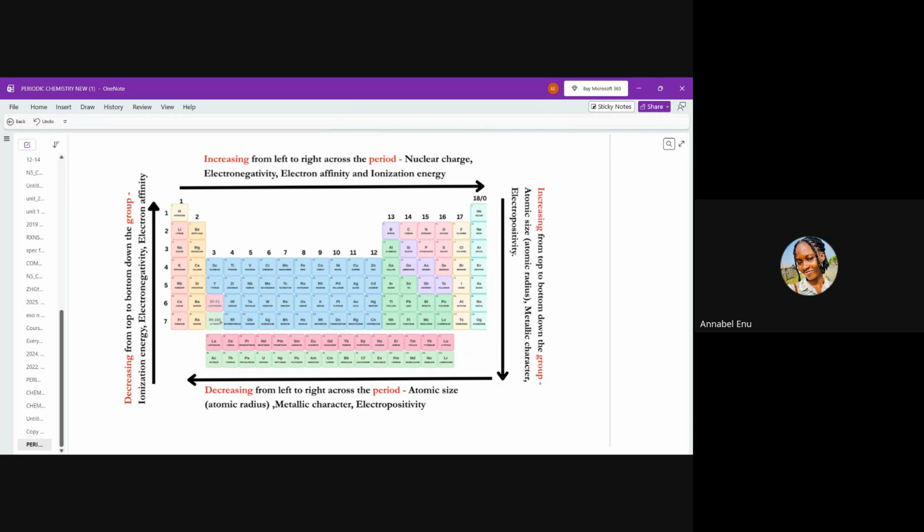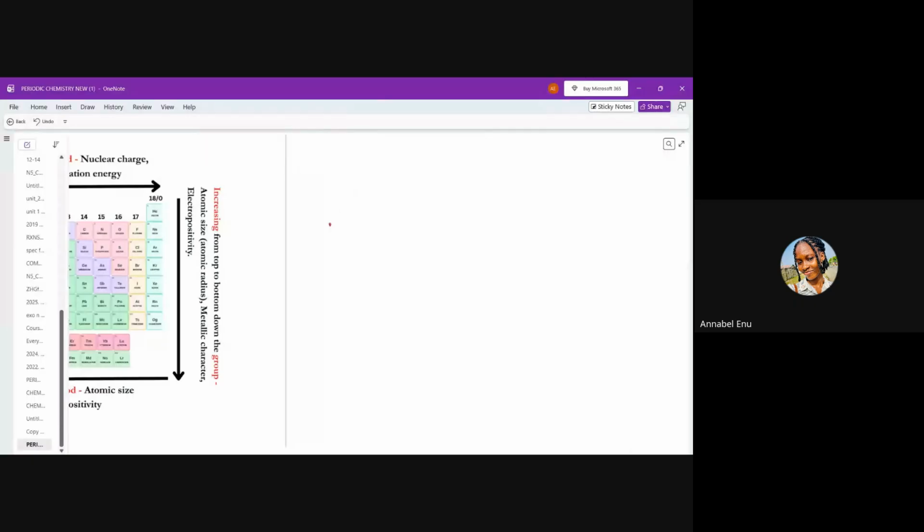Okay, what is increasing across the group, decreasing, so you can have a table for yourself. How you can analyze what is going on from left to right in terms of electronegativity, electron affinity, ionization energy, nuclear charge, metallic character, atomic size. In terms of all these, what is happening across the period or down the group. So you might be asked something like this in your examination, okay?